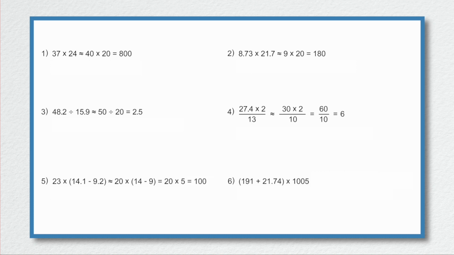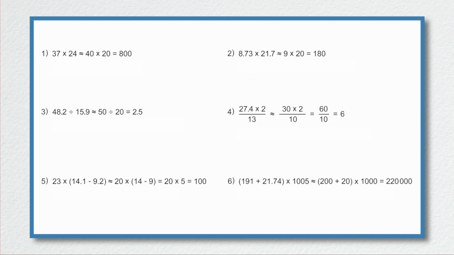And finally, we have 191 add 21.74, all multiplied by 1005. Remember, the whole idea is to make the calculations easy. 191 I'm going to round to 200. 21.74 I'll round to 20. And then I'm going to multiply all of that by 1,000. So we have 200 add 20, which is 220, multiplied by 1,000 is going to give me 220,000.